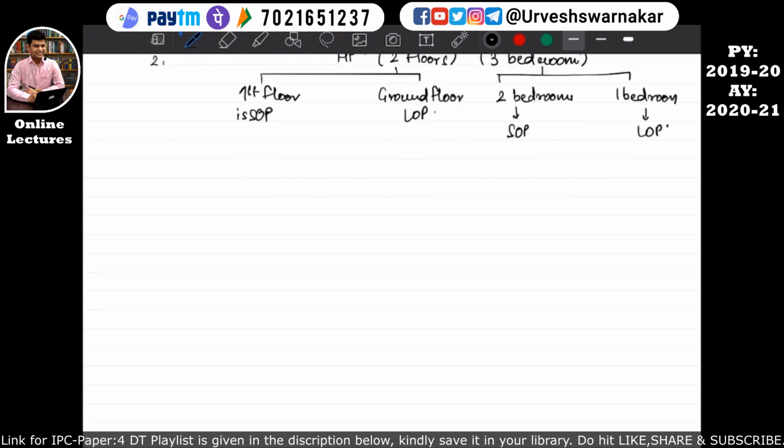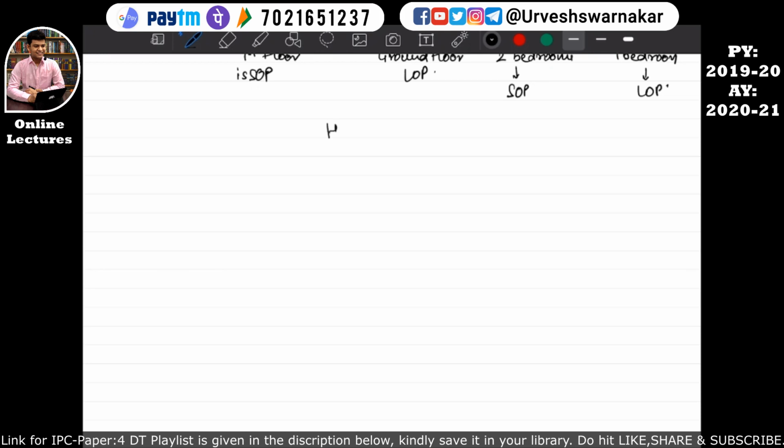So what has to be done? Basically the entire house property will have a municipal value, a fair rent, a standard rent, and actual rent will be the rent that the assessee has actually received. So this municipal value, fair rent, whatever is given for the house property, we have to simply write it. For example, if 10 lakhs is given, and fair rent is given 11 lakhs and the standard rent is given 12 lakhs.